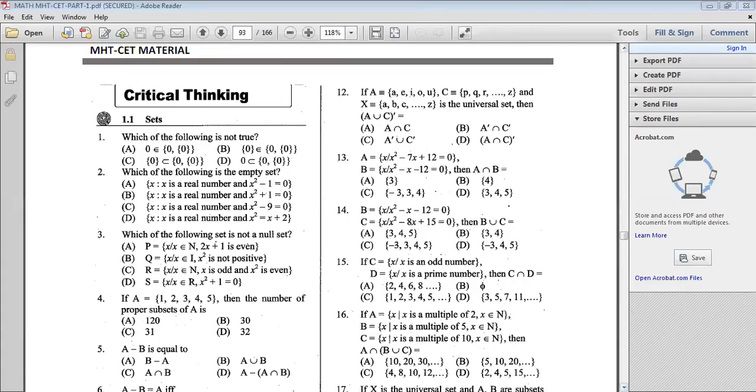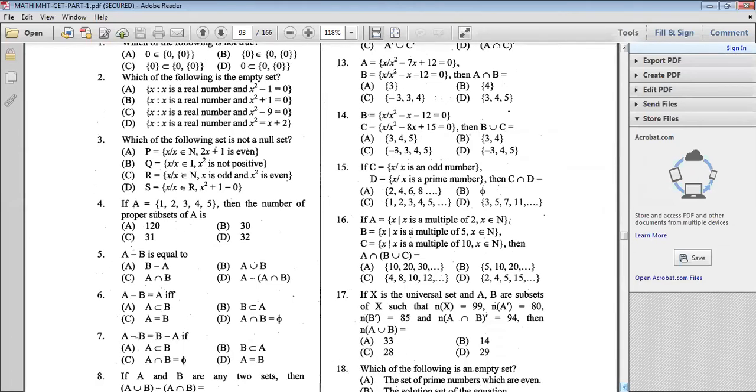Observe the fifth problem. This is the formula only. A minus B is equal to... how can we write A minus B? A minus A intersection B. Good. That is option D. A minus B is nothing but from the set A, subtract their intersection part.